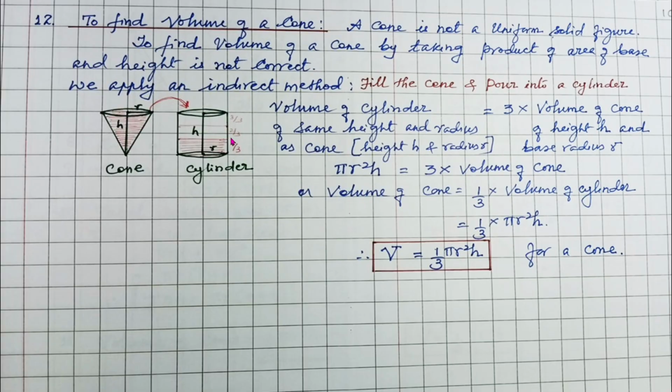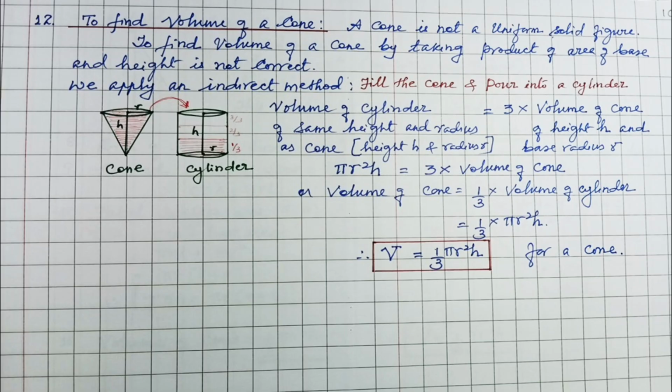For that we have to consider a cylinder of the same height and the same radius as the cone. When we fill the cone with water or any material and pour it into the cylinder, we find that 1/3 of the volume of the cylinder is occupied. That means the volume of a cone is 1/3 the volume of a cylinder of the same height and radius. The volume of a cylinder is pi r square h, so 1/3 volume of the cylinder is 1 by 3 pi r square h, and that is the volume of the cone.